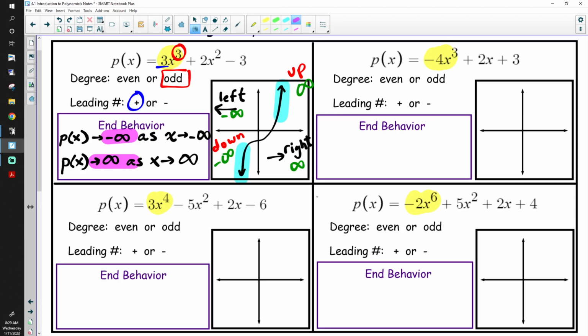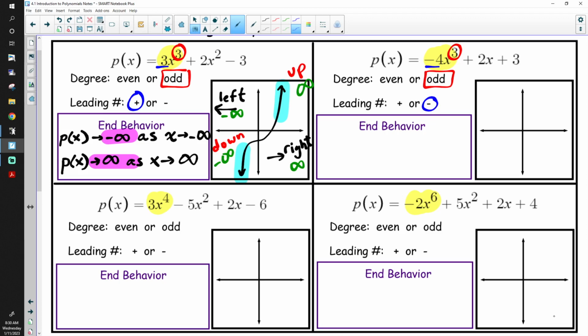In our next one, what is our degree? Top right. What's the degree? What's the largest exponent? 3. 3 is our degree. Which means, again, we have an odd degree. However, this time, our leading number is not a positive number. It's a negative number. -4.